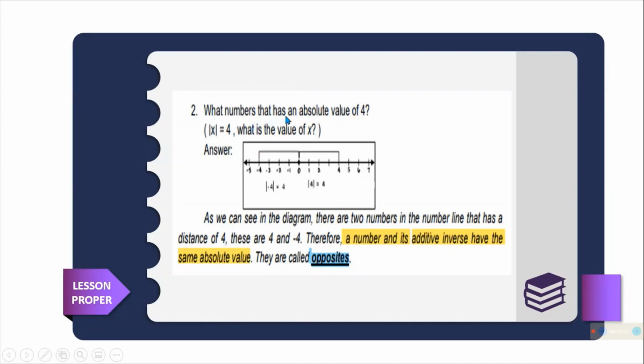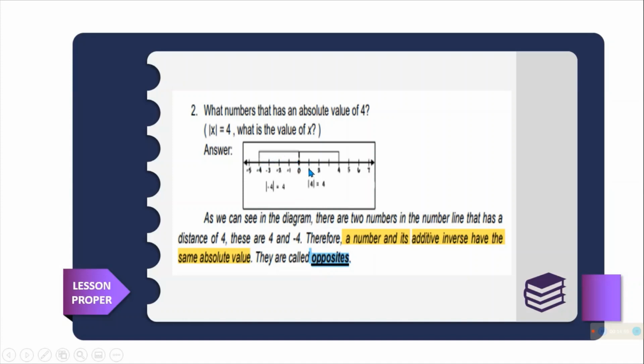Next, what number has an absolute value of 4? So meron tayo dito, ang nakabar is yung x. So ibig sabihin, ano ang magiging sagot nito? Kung ang nakabar hindi number, variable o letter, so absolute value of x is equal to 4. So ibig sabihin, dalawang magiging sagot yan. From 0 to 4, positive 4, and then 0 to negative 4.